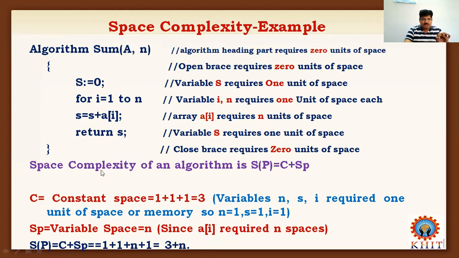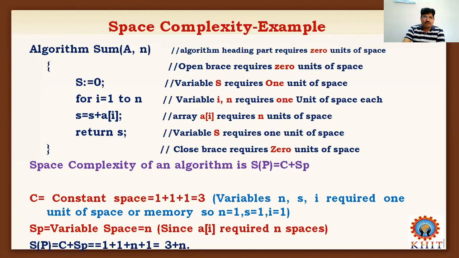And totally, the space complexity of an algorithm equals constant space plus variable space. Here the constant space is total 3 and the variable space is n, so the space complexity of the given algorithm is 3 plus n. So friends, I hope you understood this concept. Now let us discuss the space complexity of an algorithm with some other examples later on.